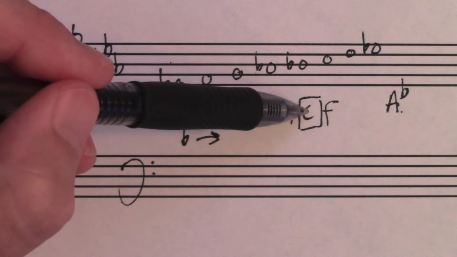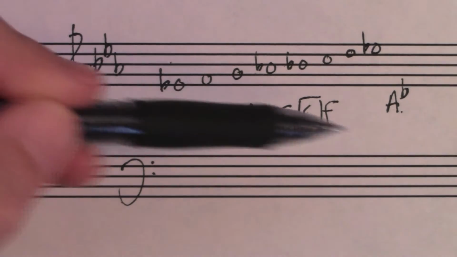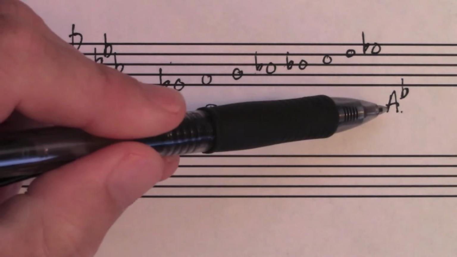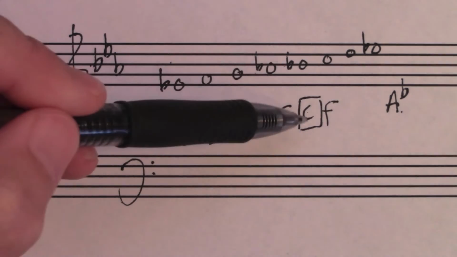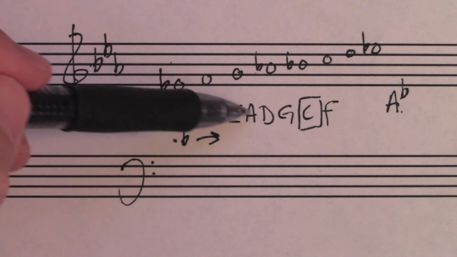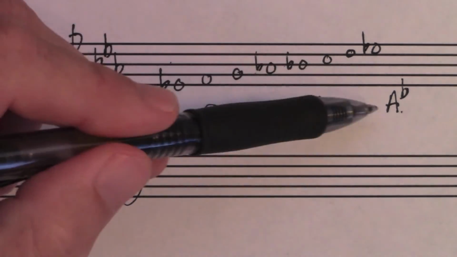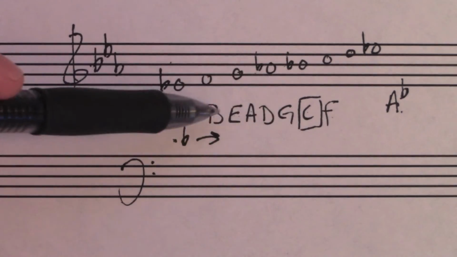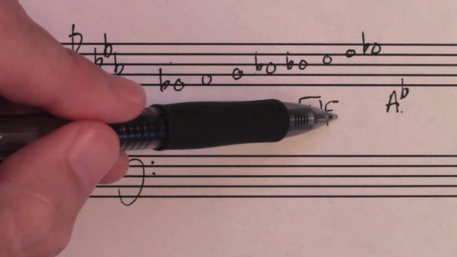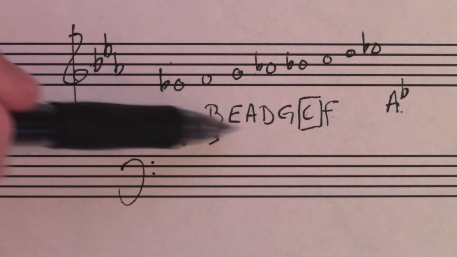Start at C, which has 0 flats. Go the flat direction, which is left to right. And when you get to the end, you go back to the beginning and you count until you get to A flat. So C, we have F, B, E, A. How many did we count? 1, 2, 3, 4. The key of A flat has 4 flats. C has 0, F has 1, B flat has 2, E flat has 3, A flat has 4. All you do is count.